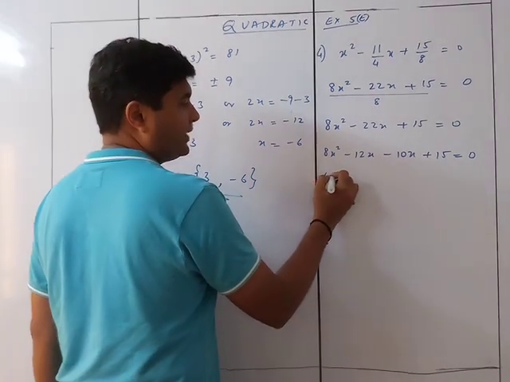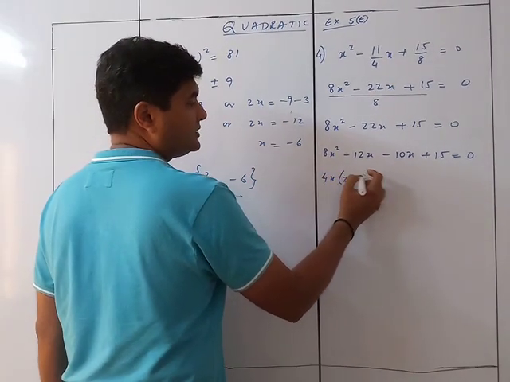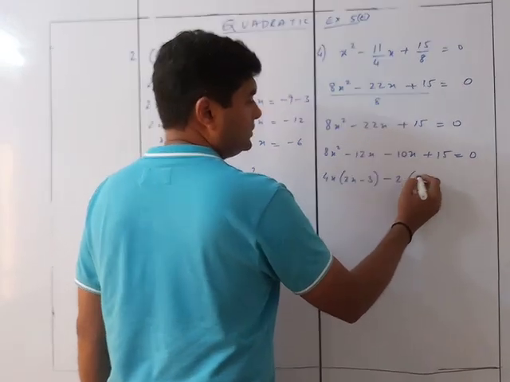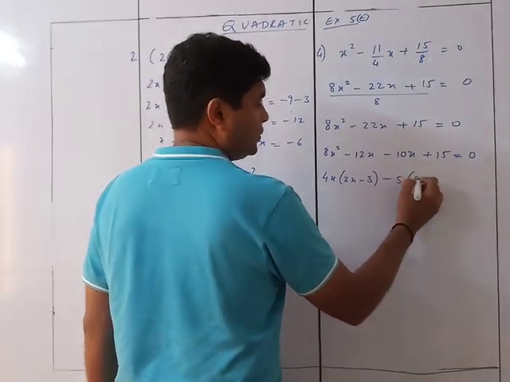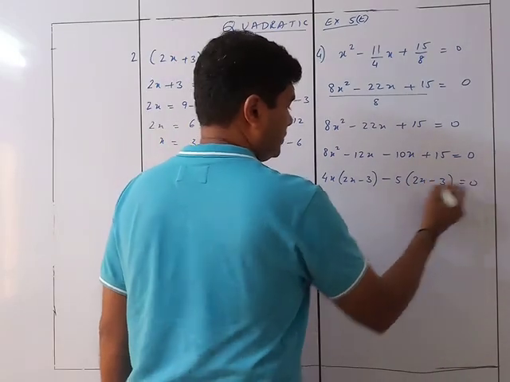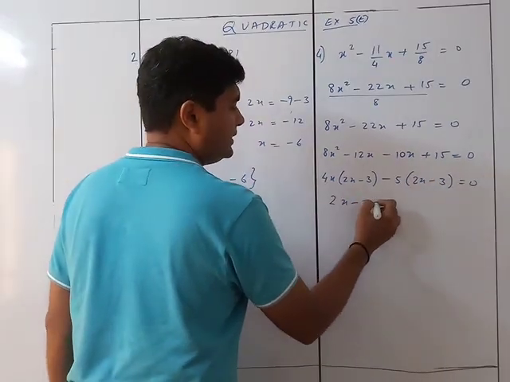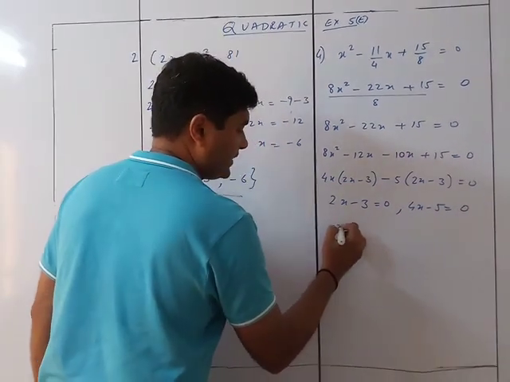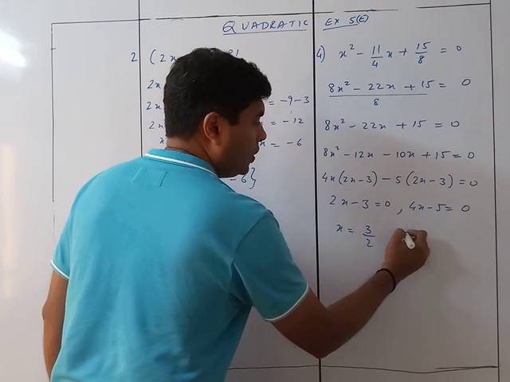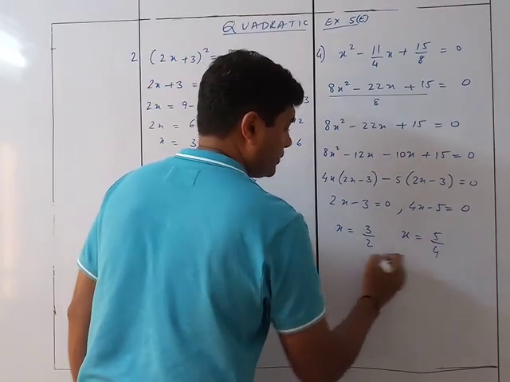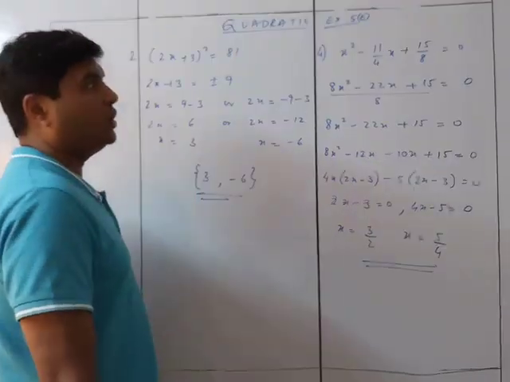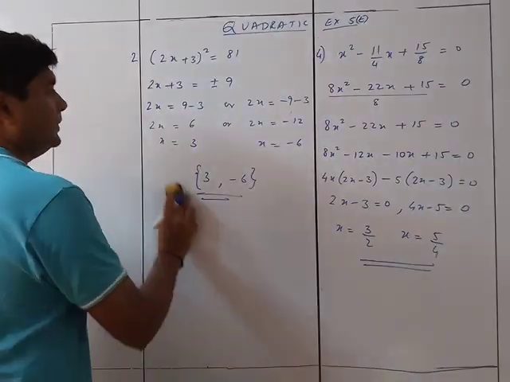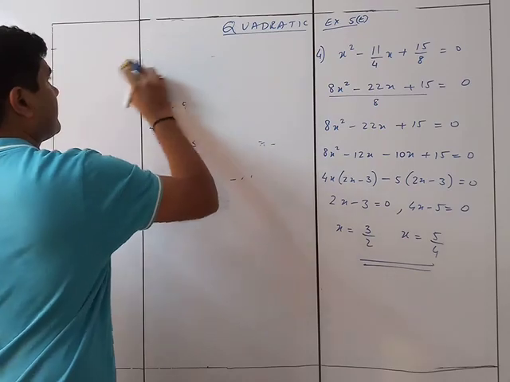So that gives me 4x minus 5 into 2x minus 3, minus 5 into 2x minus 3 is equal to 0. So 2x minus 3 is equal to 0 and 4x minus 5 is equal to 0. So x is equal to 3 upon 2 or x is equal to 5 upon 4. That's the solution of the fourth question. Okay, next one.